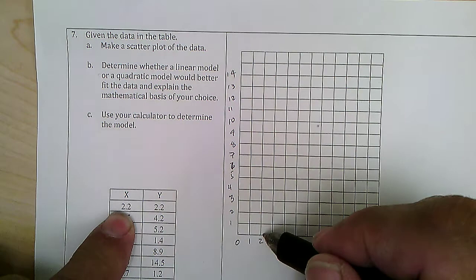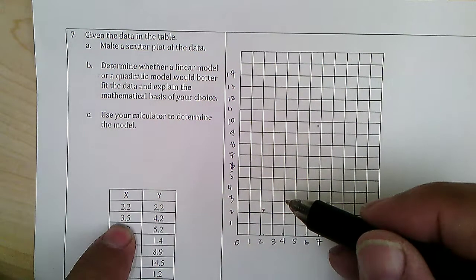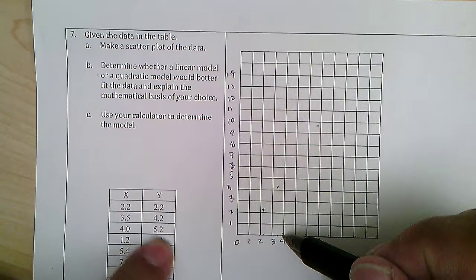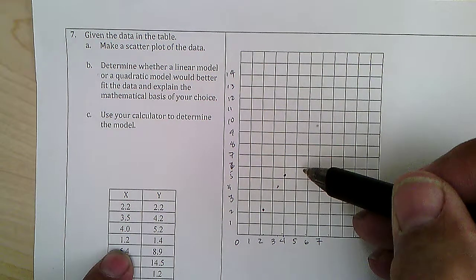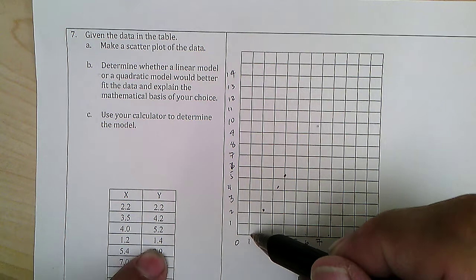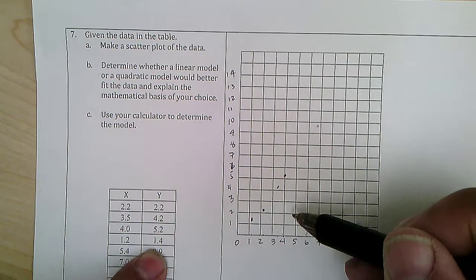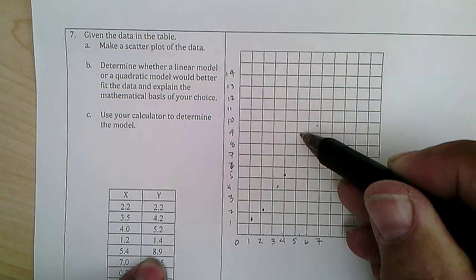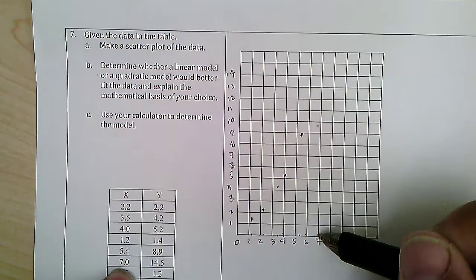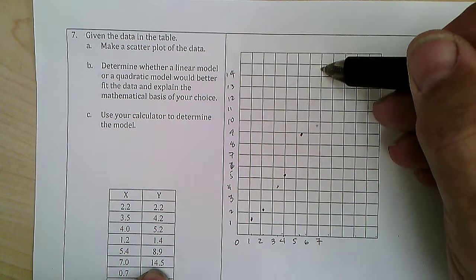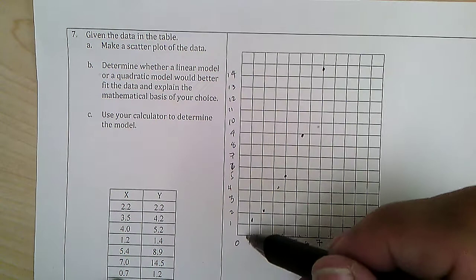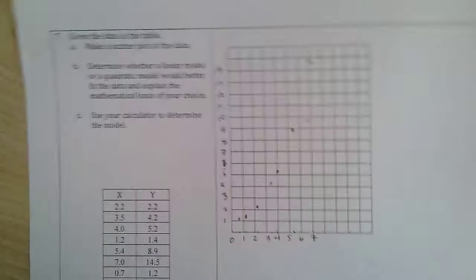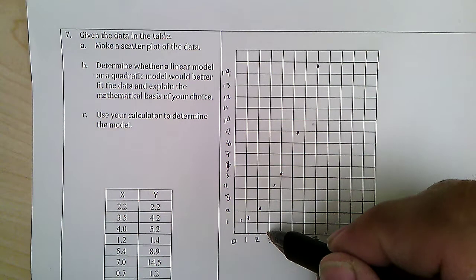2.2, 2.2, 3.5, 4.2, 4, 5.2, 1.2, 1.4, 5.4, 8.9, 7, 14.5, 0.7, 1.2, 2.9, 3.1.